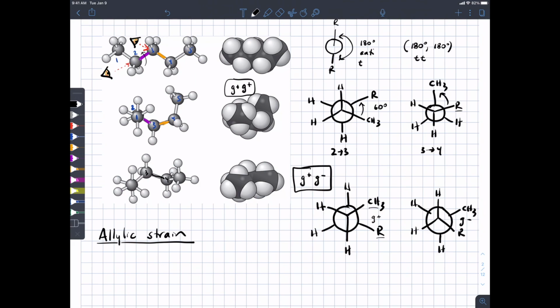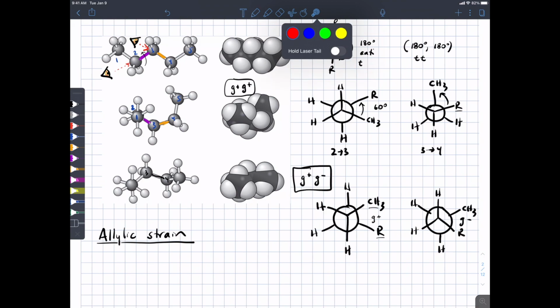So it's almost like these two conformations are diastereomers of each other. It's almost like you had a molecule that was RR and another that's RS. They're different. They have different properties. You can think of conformations in that way as well.